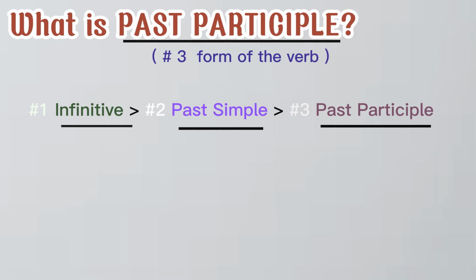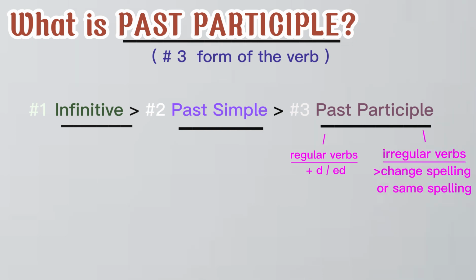And there are some verbs that add D or ED for the past participle, and that is a regular verb. All right, and also there are past participle verbs that change spelling, and some verbs have the same spelling, and they are called irregular verbs.